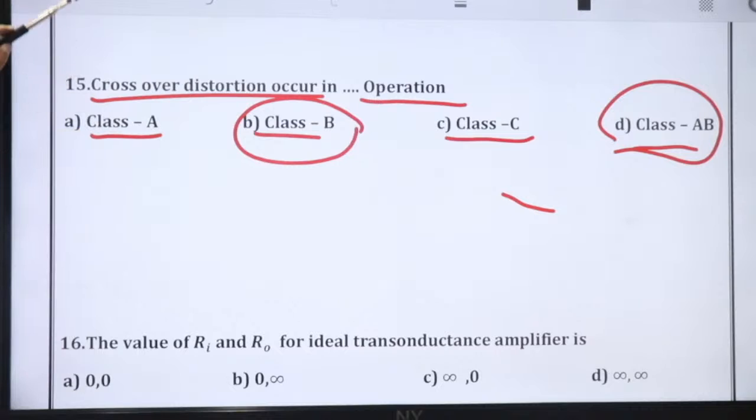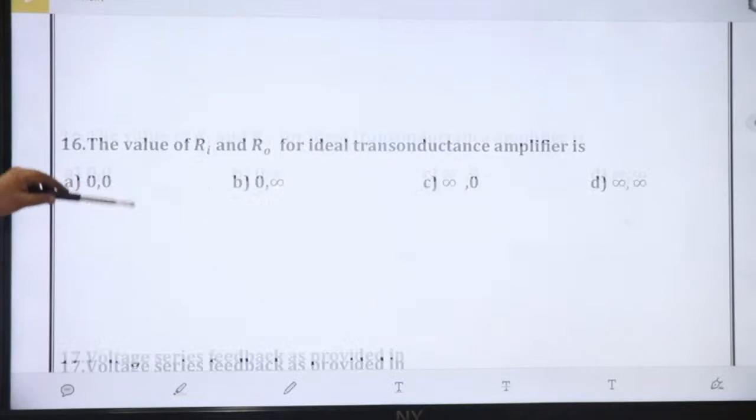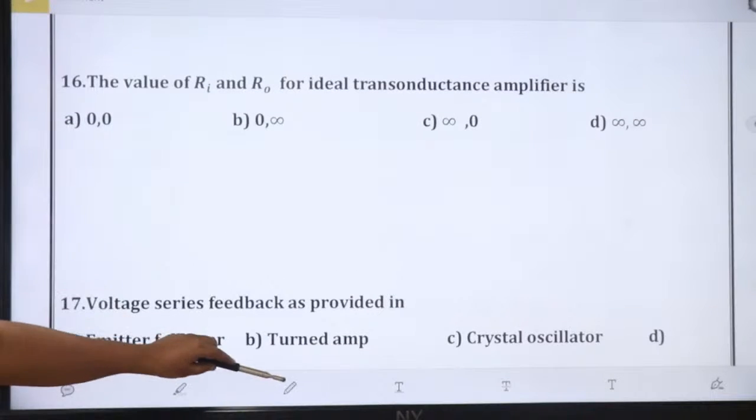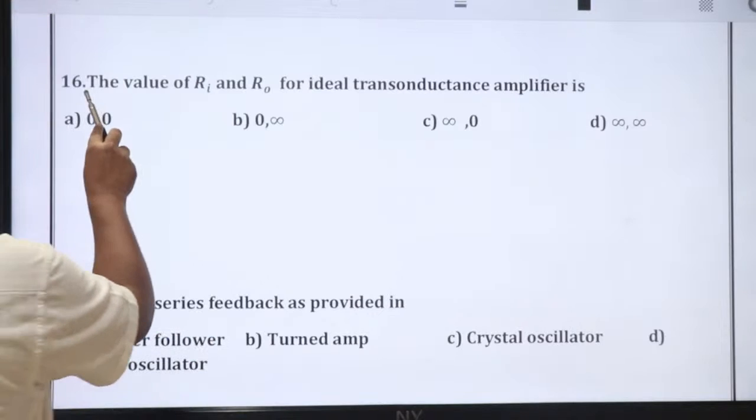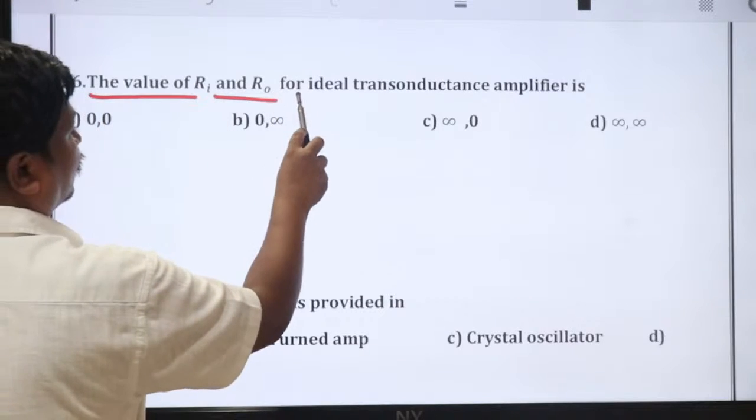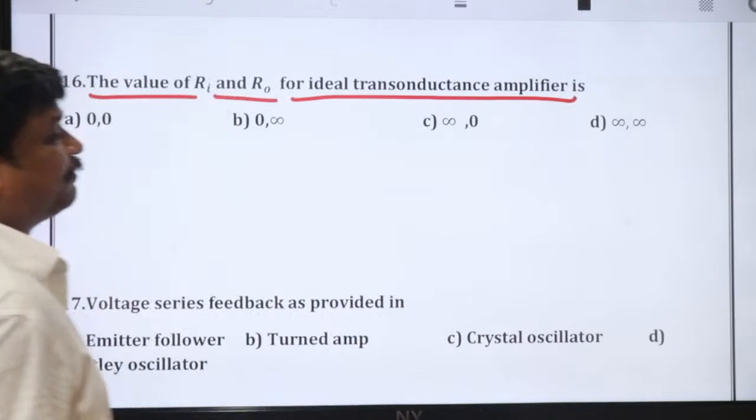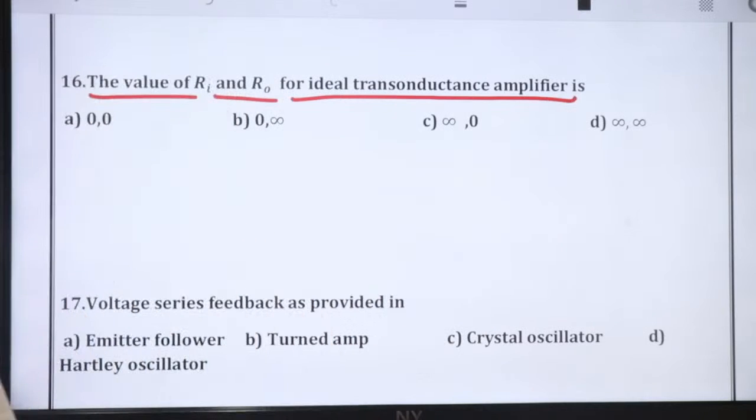Okay, right. Next. The value of Ri and R0 for an ideal transconductance amplifier. Ideal transconductance amplifier.